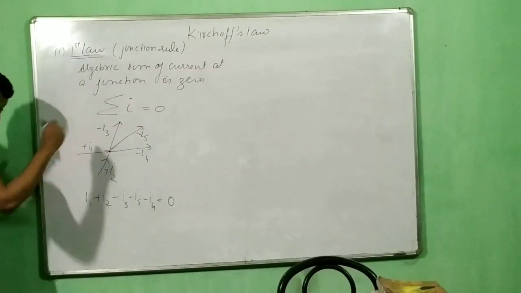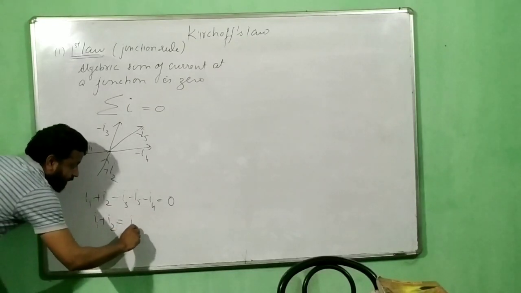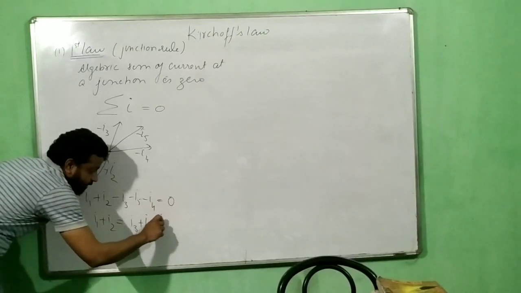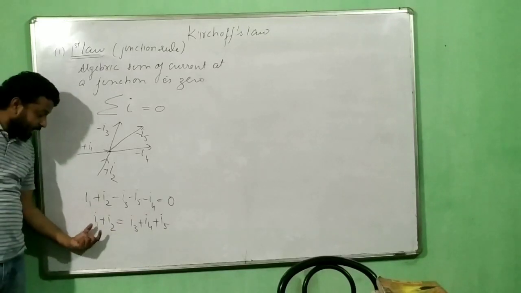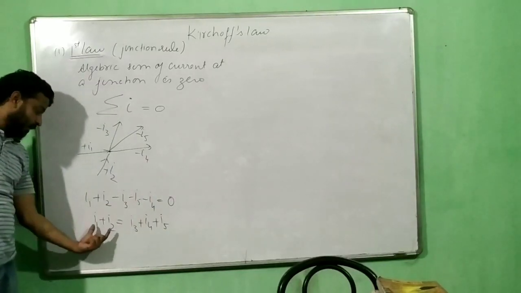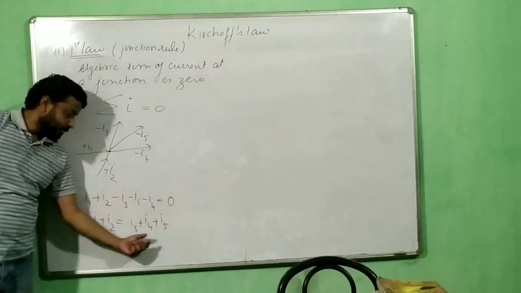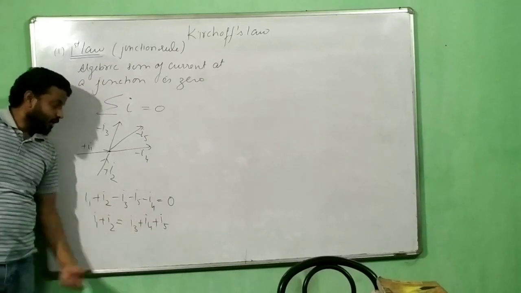Now, there is a much easier way to remember it. If I use this mathematical step over here, I will get the answer as I1 plus I2 equals I3 plus I4 plus I5. What does it mean? It means simply that current entering is equal to current leaving. If the current entering is I1 and I2, add them up. And if the current leaving is I3, I4 and I5, then add them up. And they are equal. So the amount of current entering is equal to the amount of current leaving.